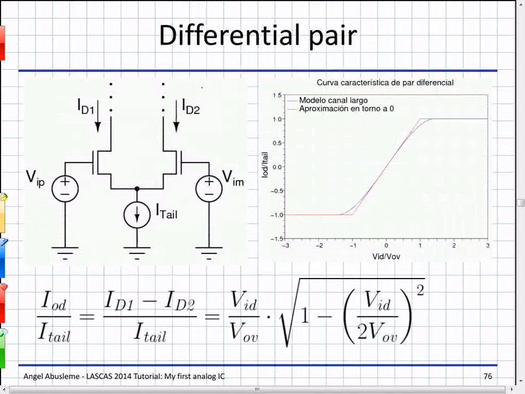Differential pair. This is another very important block. So why is this so important? Because the differential pair allows us to compare two voltages and gives us a signal that's proportional to the difference between those voltages. This is the basic equation of the differential pair. And if we operate this for VID over VOV, where VOV is VGS minus VT, where VID is small compared to VOV, then this is really, really linear.